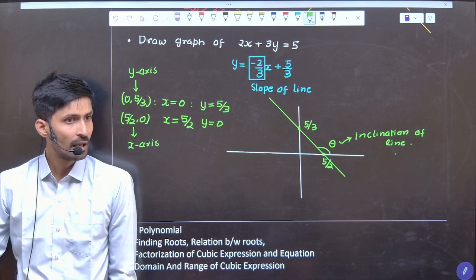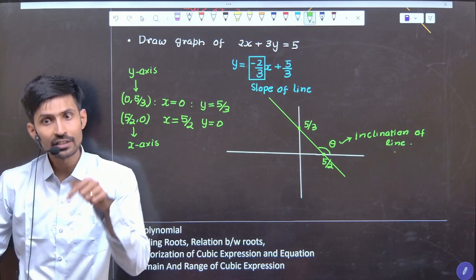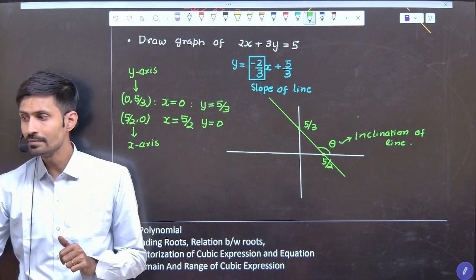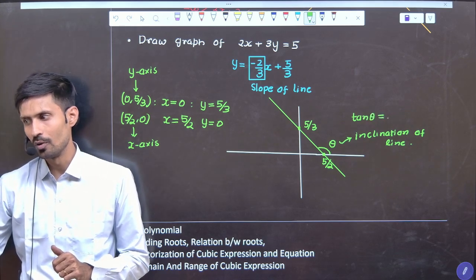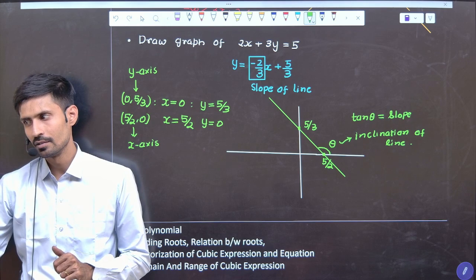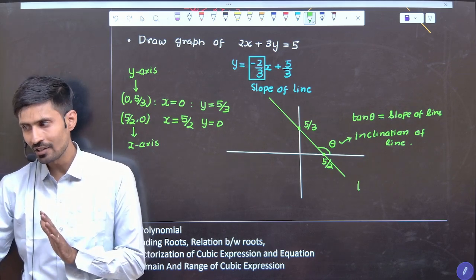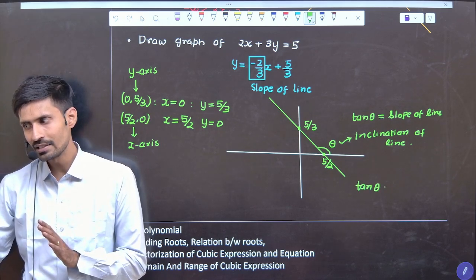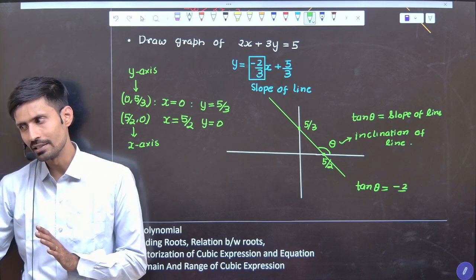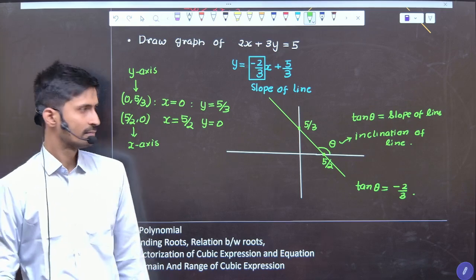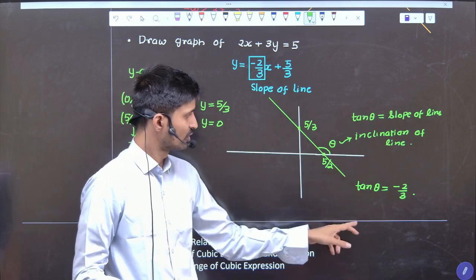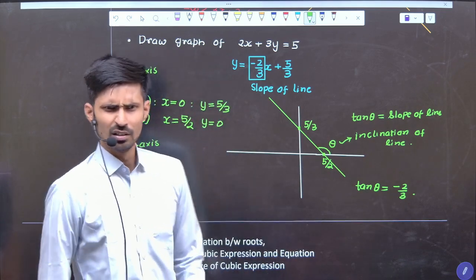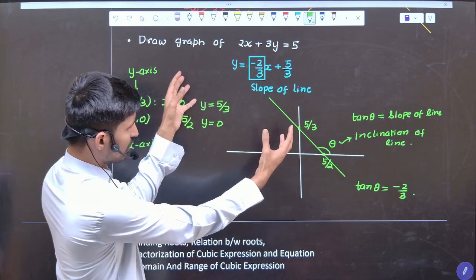When you take that theta with tan, what will it become? Tan theta. And that is known as the slope of the line. So what is tan theta for this line? Minus 2 by 3. This is the slope of the line. And what is slope? Tan of that inclination. So tan theta is minus 2 by 3. Simple, you have to learn these things.